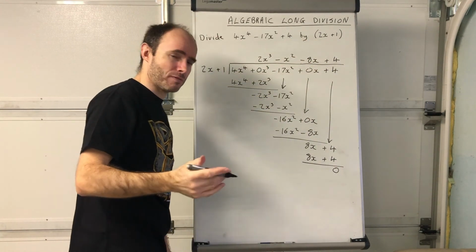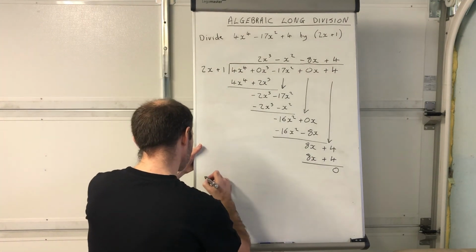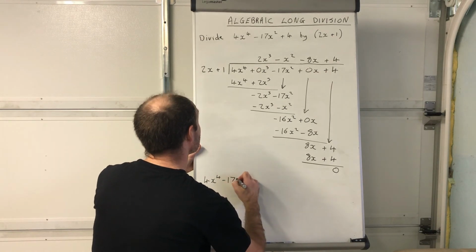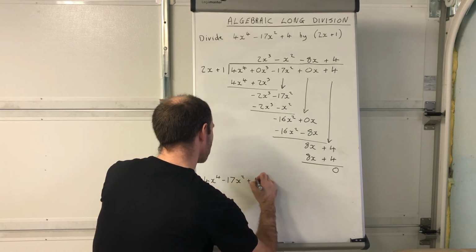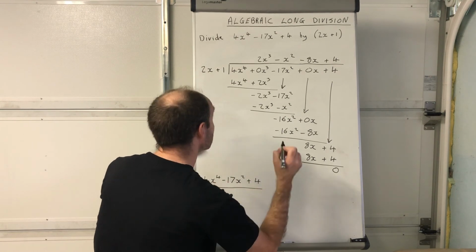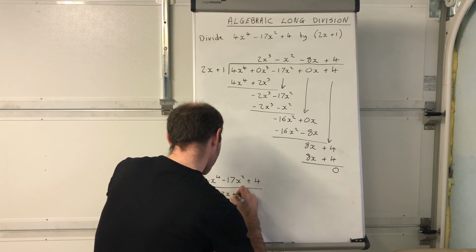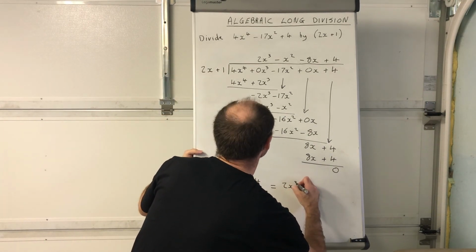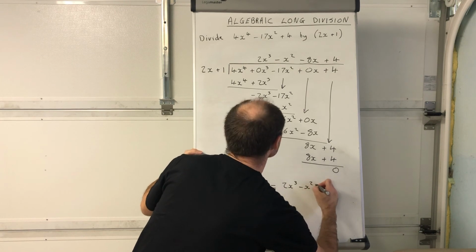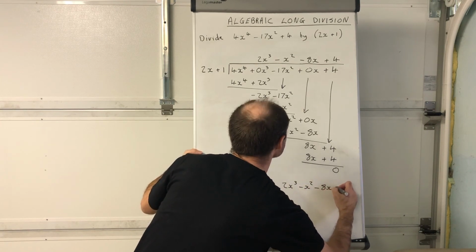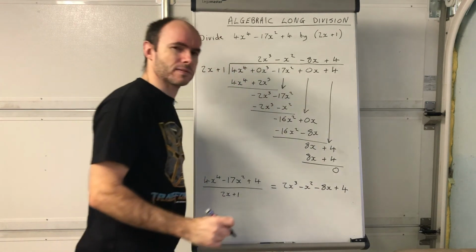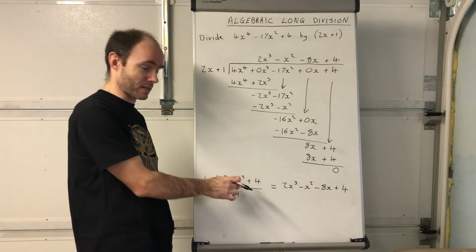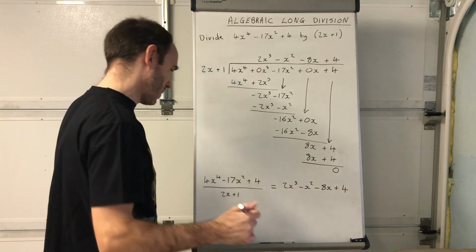Now I'm going to write it another way for you. You can write it as 4x to the power of 4 subtract 17x squared plus 4, divided by 2x plus 1, and our answer is 2x cubed minus x squared minus 8x plus 4, like that. So basically what we've done is we've simplified this algebraic fraction, if you're writing it this way, in order to get this. I'll write it one final way for you.